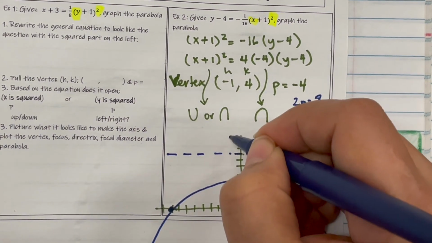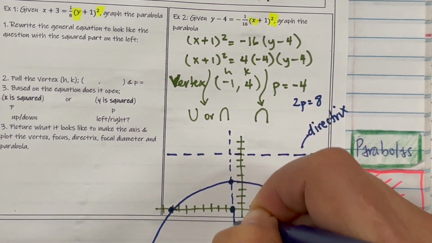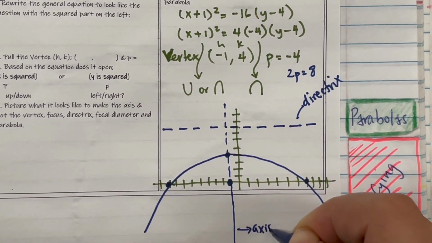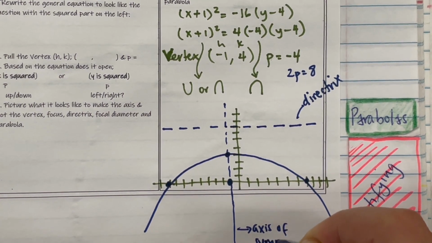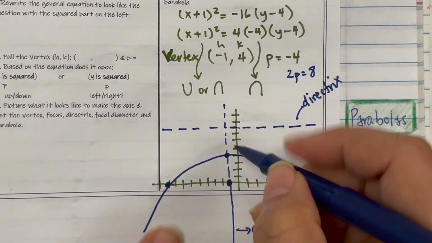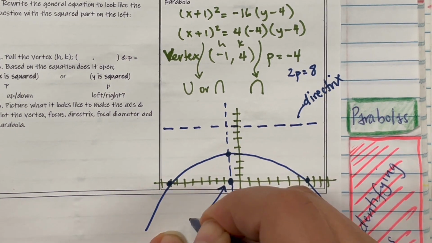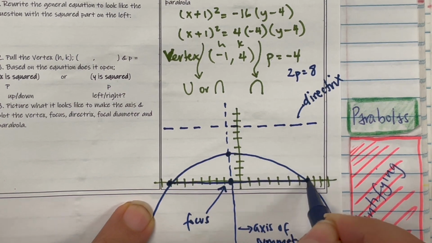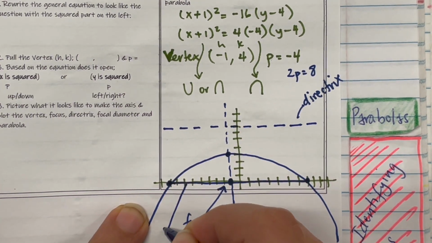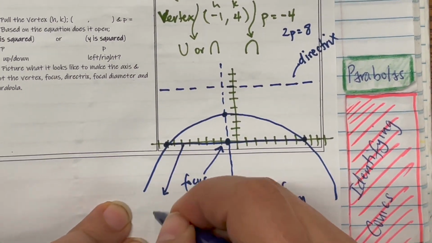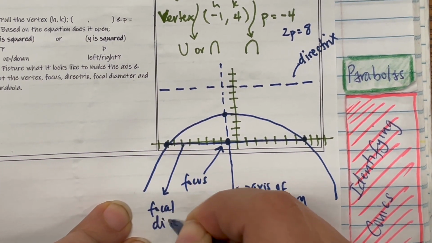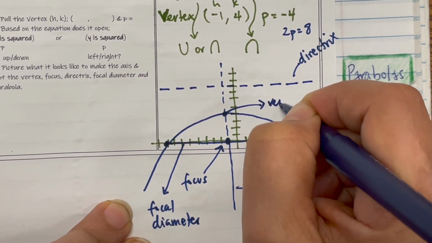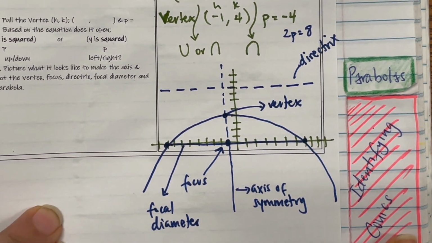Let me just label everything. The line of symmetry goes right through the middle, so it's called the axis of symmetry. This is a listening check. Color in the axis of symmetry. This right here is your focal point, or your focus. This is your focal diameter, and it goes through the focus, twice p. So that's my focal diameter, also called the latus rectum. I may be saying that wrong because I'm not Greek. And then this is your vertex, (h, k). And that's pretty much it.